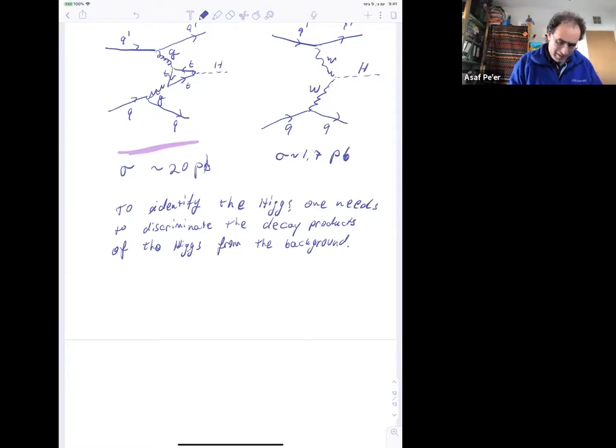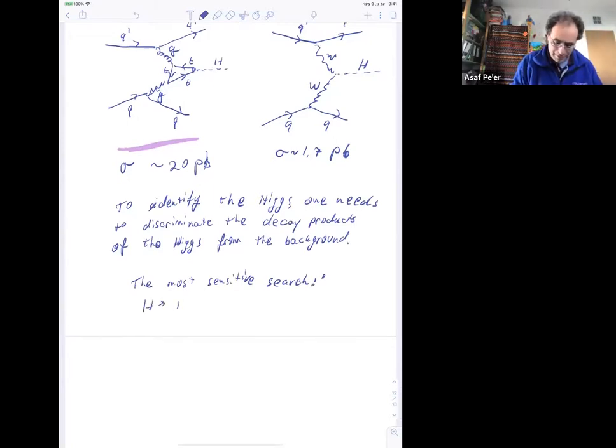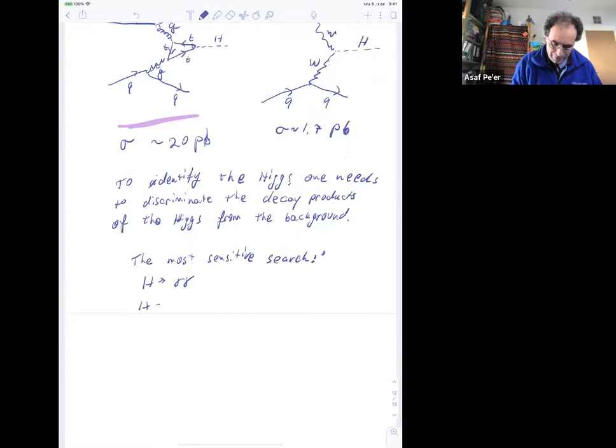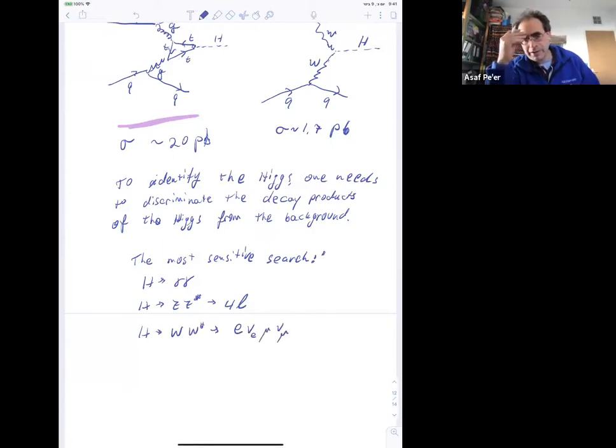The most sensitive searches involve H goes to gamma gamma, H goes to Z star, which goes into 4 leptons, and H goes into W star, which goes into electron, neutrino, muon, and neutrino. Neutrinos cannot be detected. The cross-section is too small. We won't detect them in these detectors.